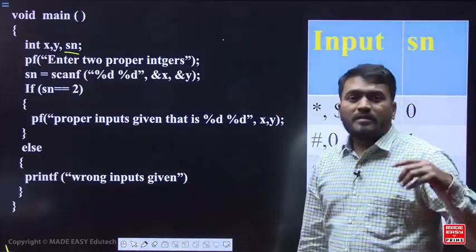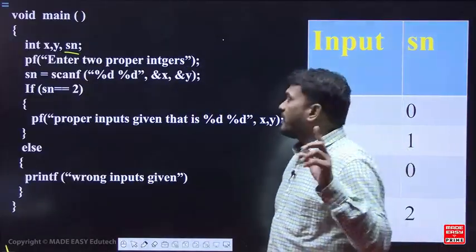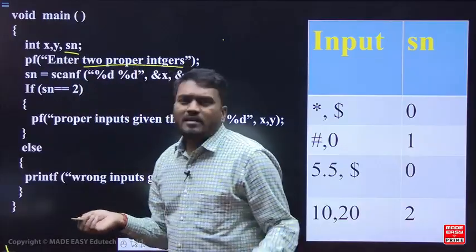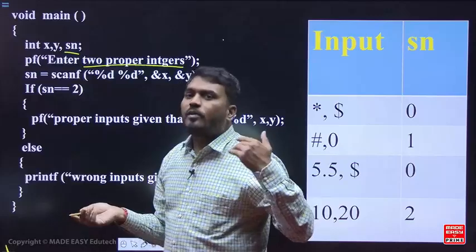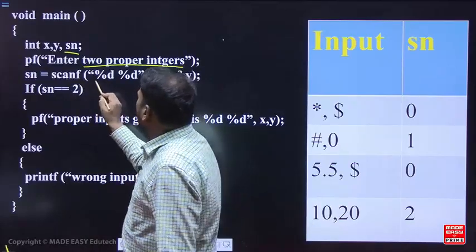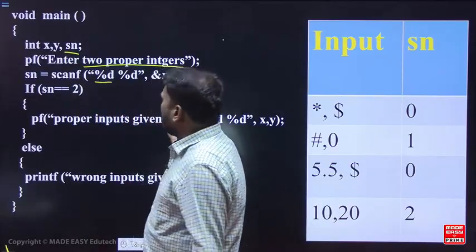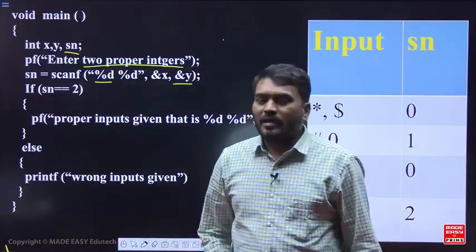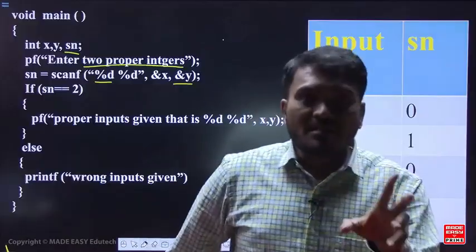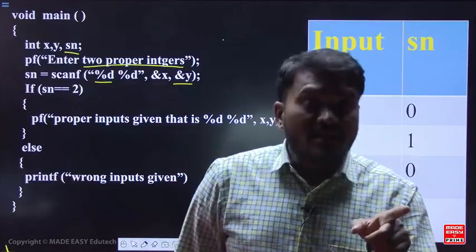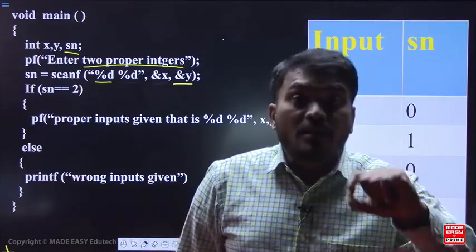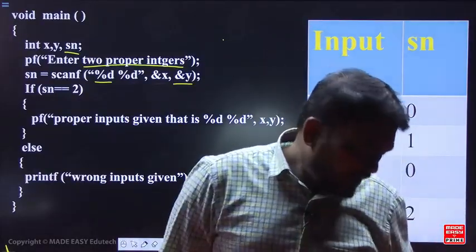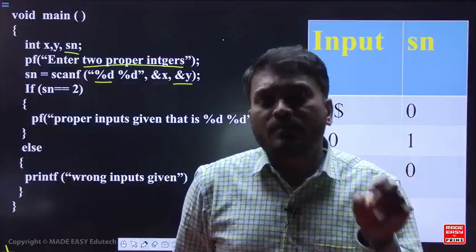Remember, when I am explaining, listen to me carefully. So you are having printf, enter two proper integers. So in the printf I'm asking the user to enter two proper integers. Now in the scanf I'm writing %d %d, ampersand x, ampersand y. And the return value I'm taking as Sn. Remember, scanf always returns an integer, that is the number of proper inputs given according to the format specifier.